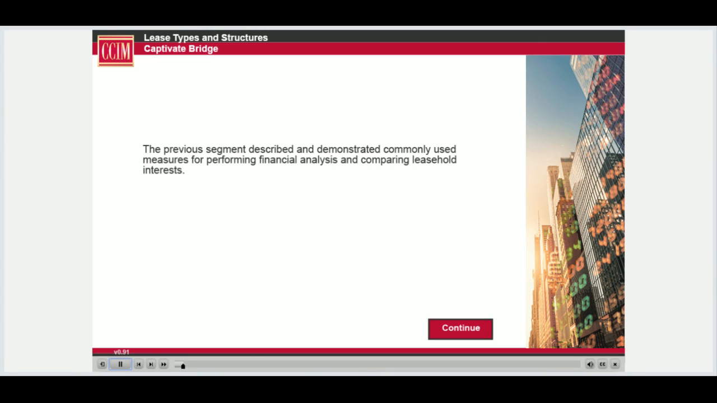The previous segment described and demonstrated commonly used measures for performing financial analysis and comparing leasehold interests. This segment of the course will go into further detail about different types of leases and provide additional total effective rent definitions.